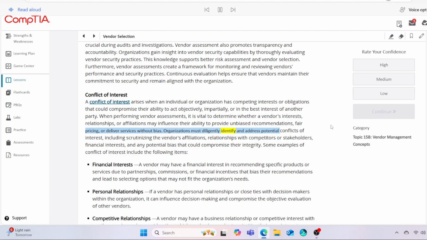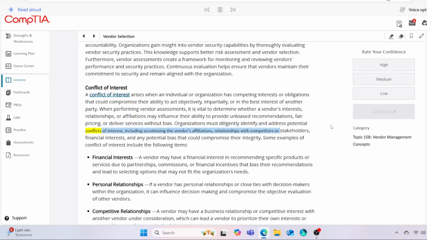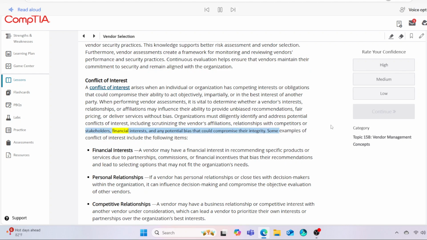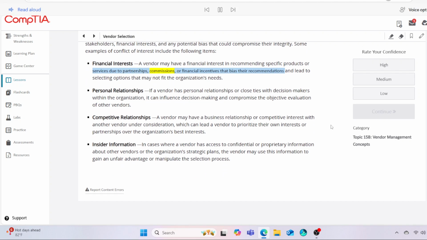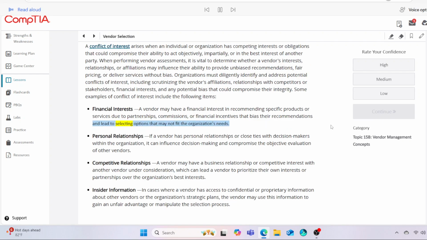Organizations must diligently identify and address potential conflicts of interest, including scrutinizing the vendor's affiliations, relationships with competitors or stakeholders, financial interests, and any potential bias that could compromise their integrity. Some examples of conflict of interest include the following items. Financial interests. A vendor may have a financial interest in recommending specific products or services due to partnerships, commissions, or financial incentives that bias their recommendations and lead to selecting options that may not fit the organization's needs.